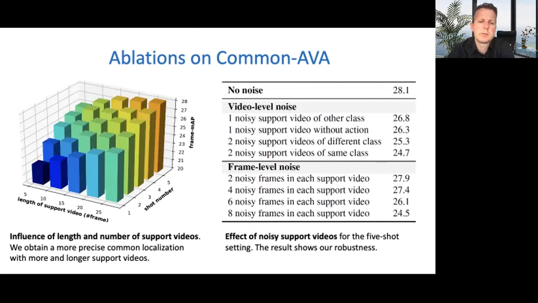When we increase the number of support videos further, so now 2 out of 5 support videos contain either a video of a different class or with the same class, the results drop further, but again, it's still relatively stable. We also injected noisy frames in the videos to further test generalizability. And what we can see here is that when we increase the number of noisy frames from 2 to 8, results start to deteriorate. But again, it is still quite robust. It does not collapse.